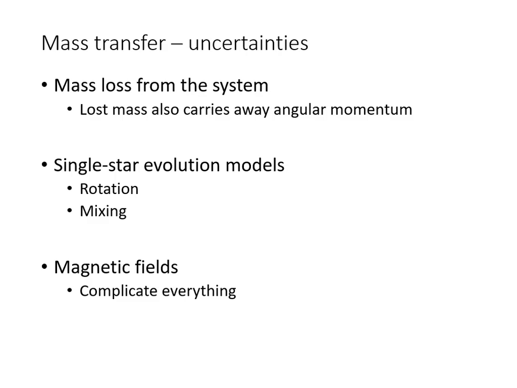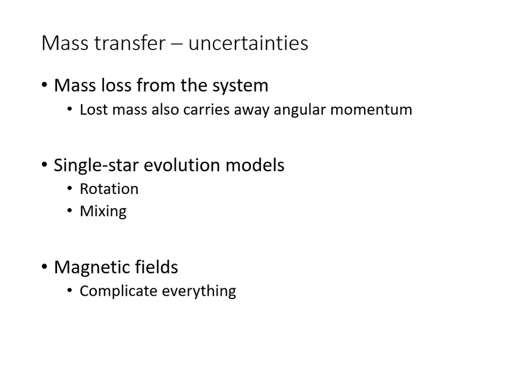Now, there are all sorts of uncertainties in this. One of the large uncertainties is how much mass is lost from the system, and that will obviously affect the way the system evolves. But the lost mass also carries away angular momentum, and this can be very important.